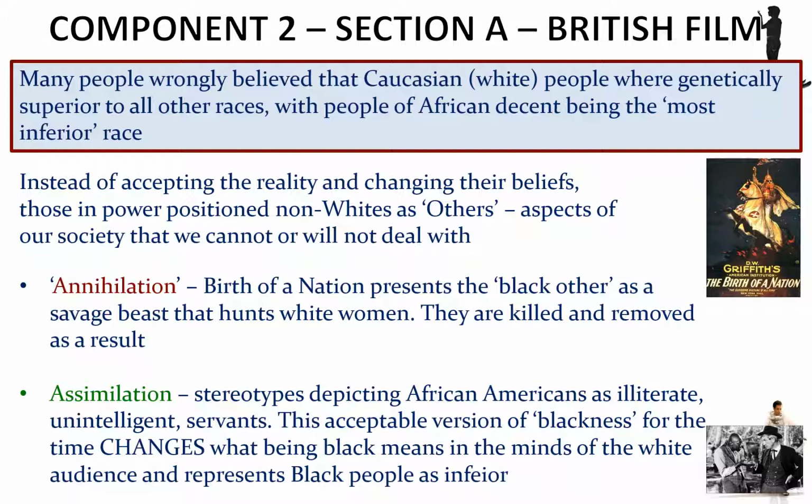Another response to this was assimilation. So we start to see stereotypes depicting African American people as illiterate, unintelligent, as servants, and inferior. This acceptable version of blackness for the time changes what being black means in the minds of the white audience and represents black people as inferior. So what we see is something in real life that people can't accept. They then assimilate or change its meaning to fit their worldview. And this is the role of the other in science fiction films.